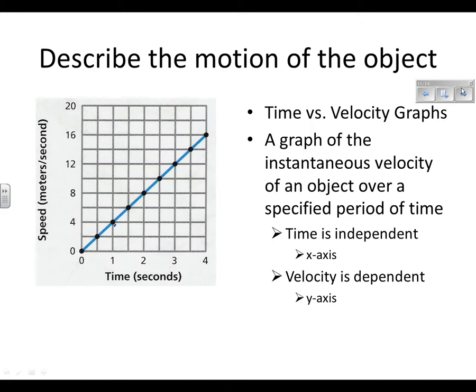Time's going to be on your x-axis, velocity's going to be on your y-axis, okay? Just like before, that position graph, right? In the position versus time graph, we have position on the y-axis and time on the x-axis, okay? Good so far with this?